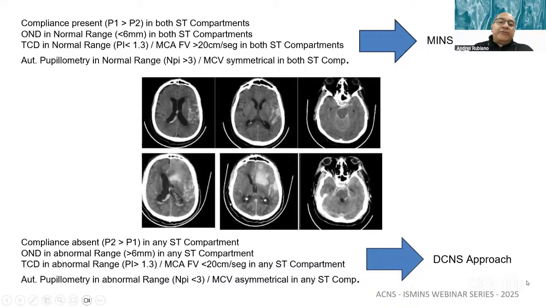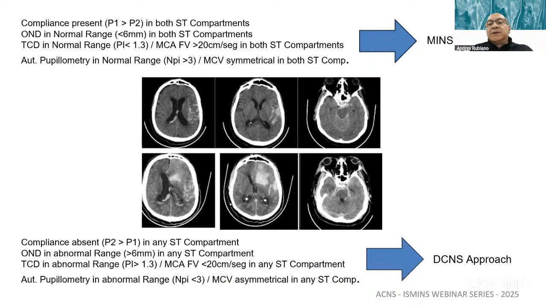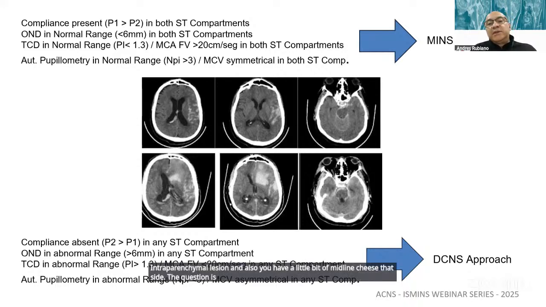Just to finish and give space for questions and discussions, I just want to put you in this specific case. We have this patient that has a severe head injury. And if you go over the primary injuries, you have subarachnoid hemorrhage, a little bit of intraventricular hemorrhage, an intraparenchymal lesion, and also a little bit of midline shift on that side. The question is, how are you going to approach the management of this patient?